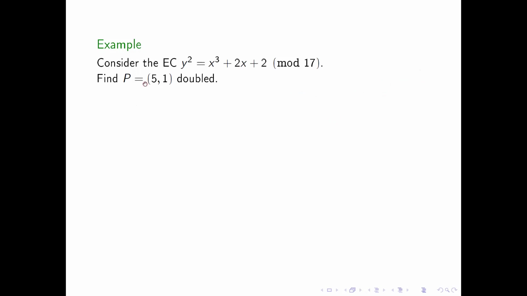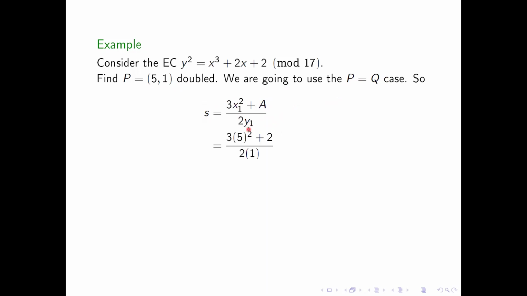But let's continue on. If I have P is (5, 1), the first thing we need to do is figure out my S. Now, because P is equal to Q, because we're doubling it, S is equal to this thing, which, remember, is the partial derivatives of our general formula. So what is A? What is x1 and y1? Well, A is 2, it's from up here. x1 is 5 and y1 is 1. Wow, I can't even talk right tonight. I'm pointing right at it and I can't even say it. So if we multiply this out, we get 77.